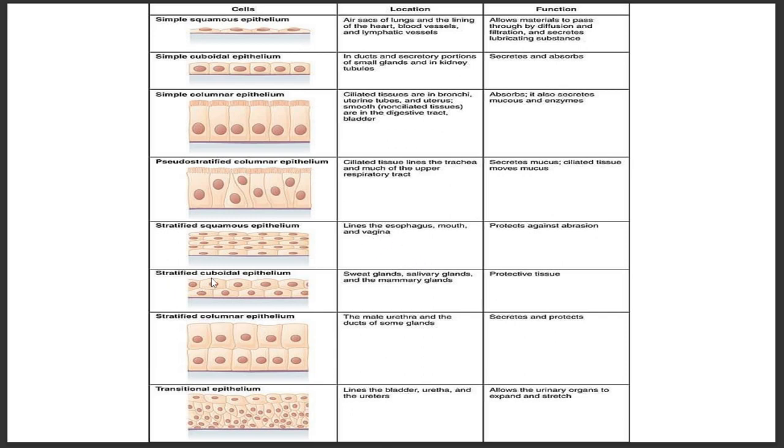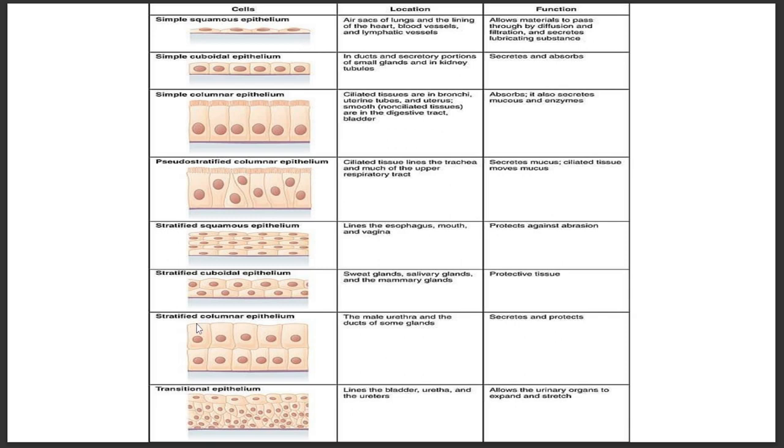Also have the stratified cuboidal. Now, the stratified cuboidal is much thicker. Of course, we have a lot of layers, but because of the cuboid shape, it is much thicker than the stratified squamous. So this one is there for protective tissue, meaning it is there more for protection. So we're going to find it in things like the sweat glands, salivary glands, and the mammary gland. This is basically in the breast. So stratified cuboidal in protective tissue. Mostly you're going to find it in different glands.